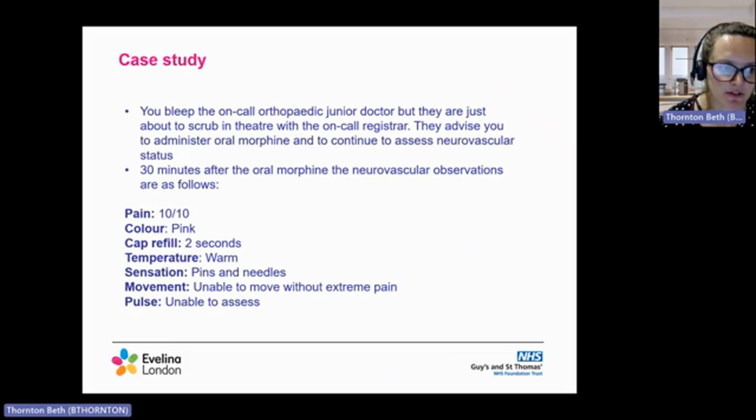So hopefully from that, everyone is highly concerned that we have got some clinical indicators of compartment syndrome here, namely with the increasing pain that's resistant to analgesia. We've got some paraesthesia, and we've got pain on passive movement. So very concerning.